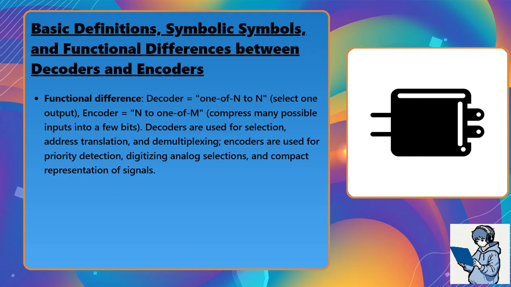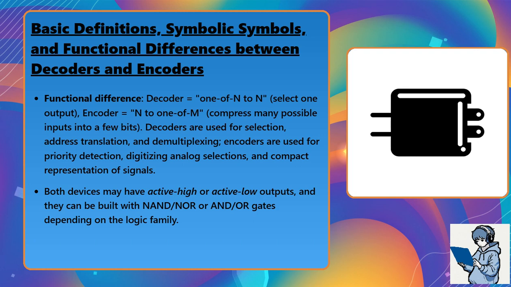Functional difference: decoder equals 1 of n to n, select one output. Encoder equals n to 1 of m, compress many possible inputs into a few bits. Decoders are used for selection, address translation, and demultiplexing. Encoders are used for priority detection, digitizing analog selections, and compact representation of signals. Both devices may have active high or active low outputs, and they can be built with NAND, NOR, or AND/OR gates depending on the logic family.